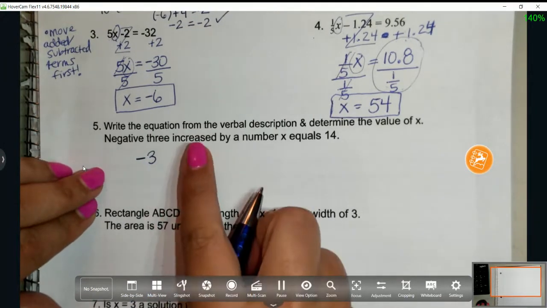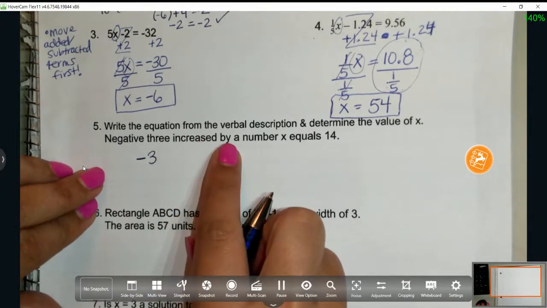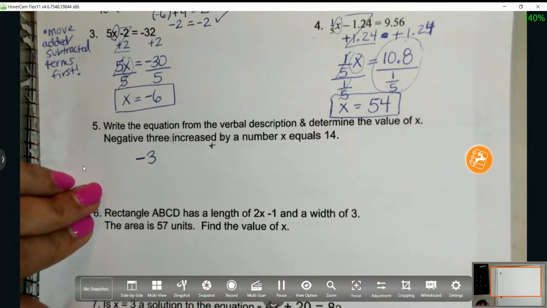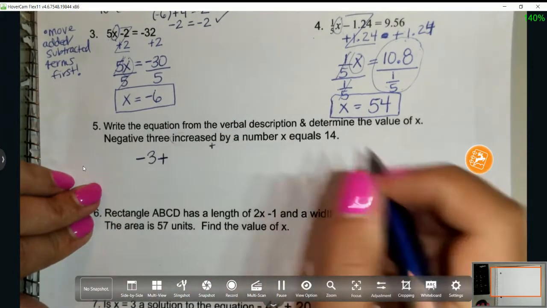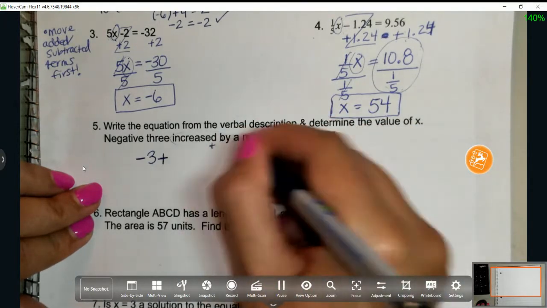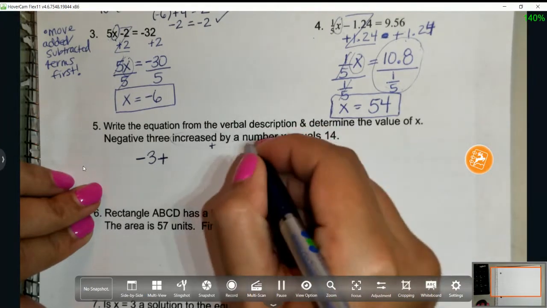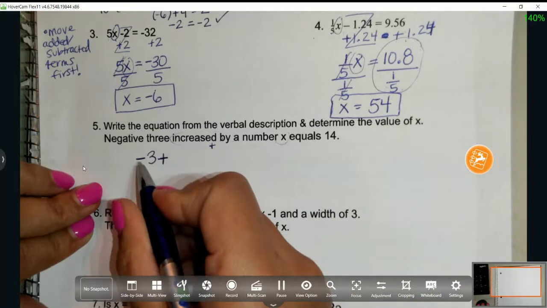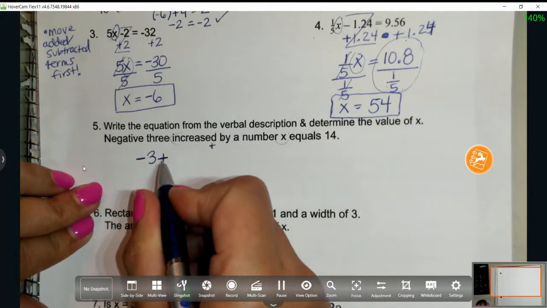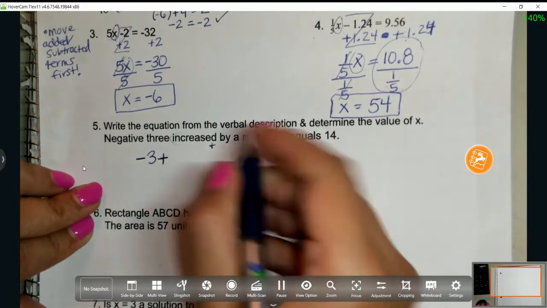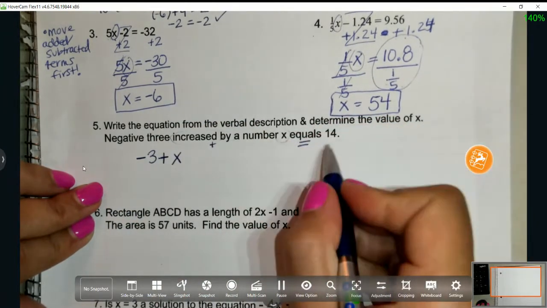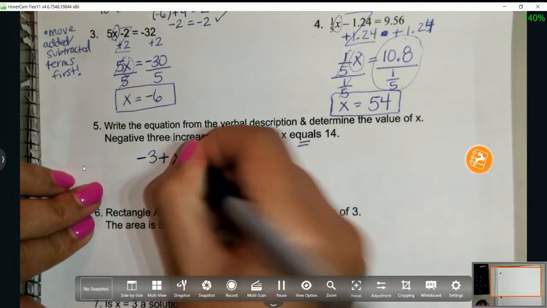-3, increased by. Increased by is a key word for adding. So we know increased by means to add. So -3 increased by a number x. Remember we talked about how, whenever they do that, we let the variable x be a placeholder in our problem. We want to write a general equation here. So -3 plus x, equals, and then they tell us what it equals. So equals 14.